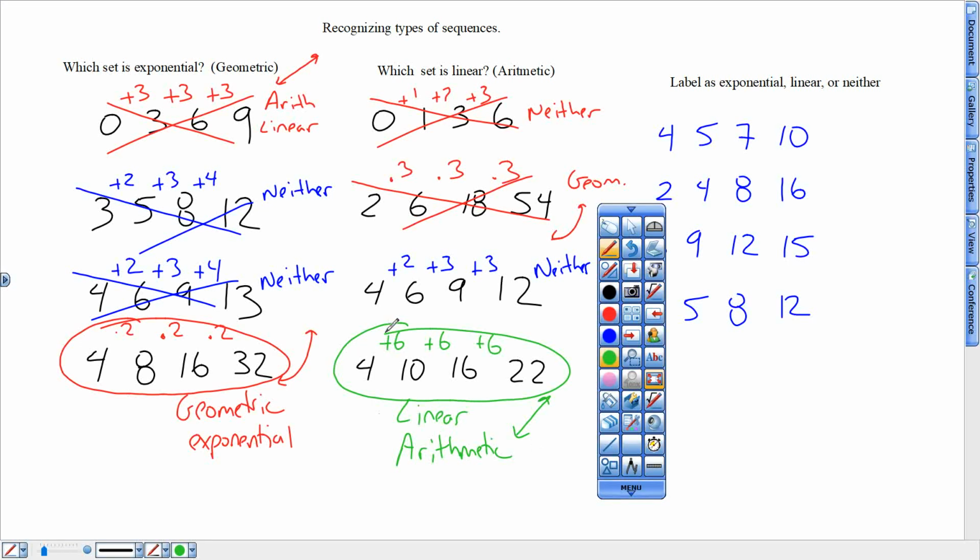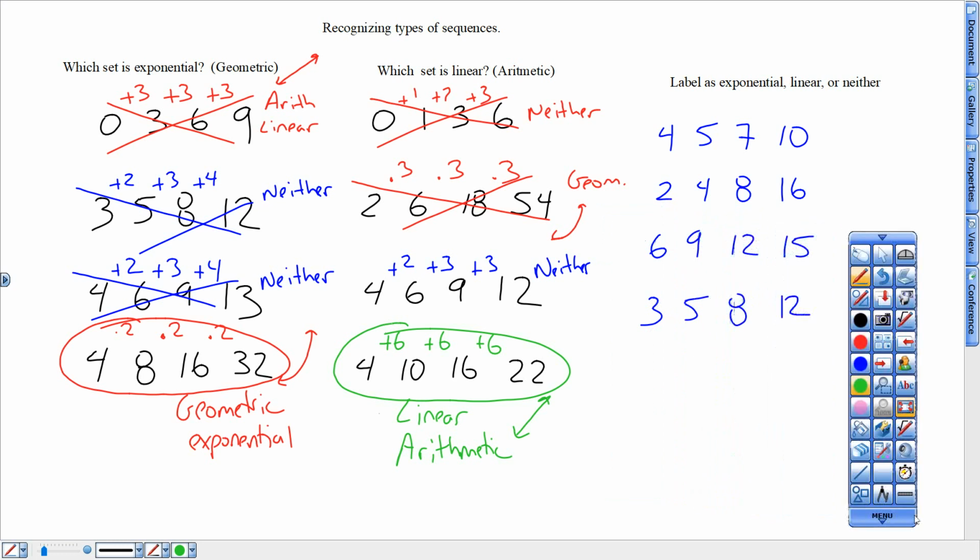I would like you, for the first set you're doing on your own, try this. Look at it. If it's not going up by the same amount, it's probably not. It might be neither. It might be geometric. But again, look at this. Watch for the key. All right, next problem.